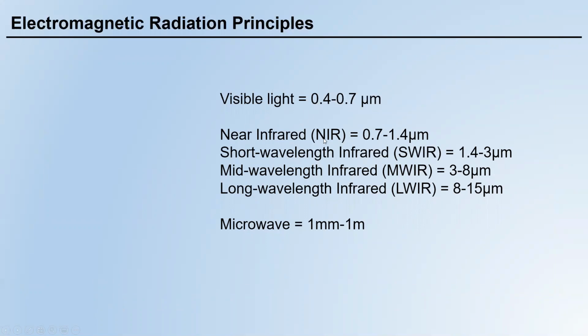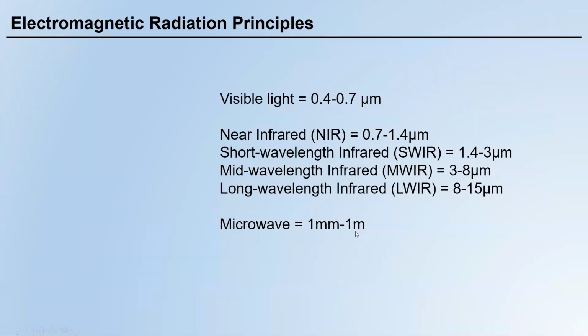We have near infrared, NIR. It ranges from 0.7 to 1.4 micrometers. And after that, we have SWIR, which is short wavelength infrared. This is the range. And we also have mid wavelength infrared, MWIR. That's the range. And we also have long wave infrared, LWIR. It's from 8 to 15 micrometers. And beyond that, we have microwave. Usually, it's between 1 millimeter to 1 meter.